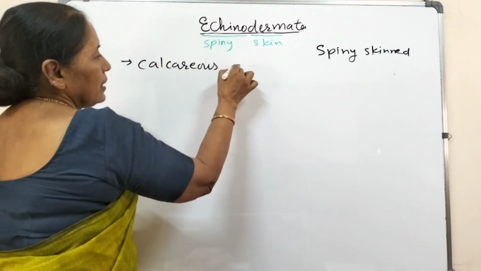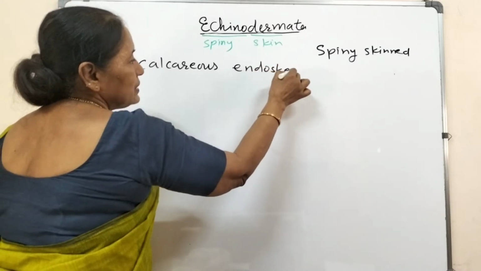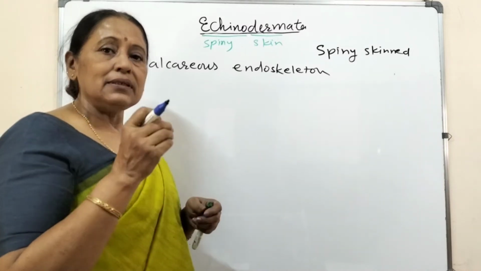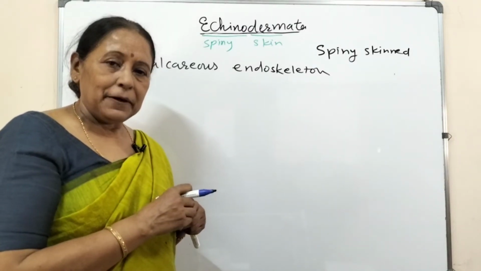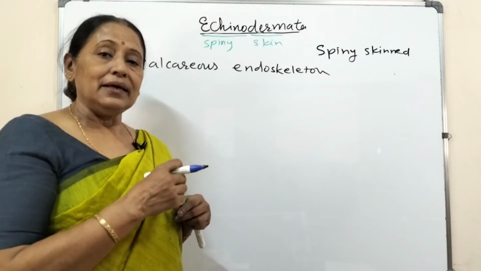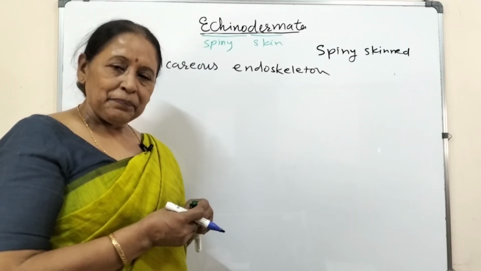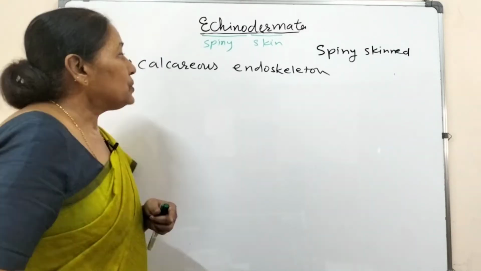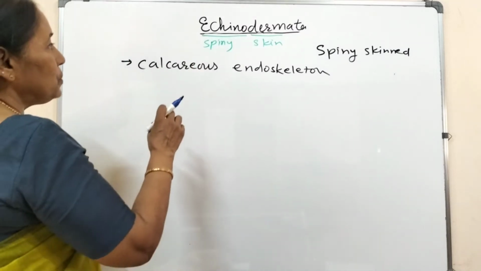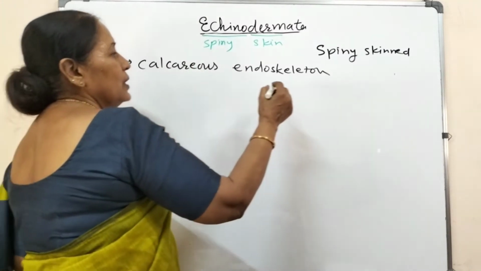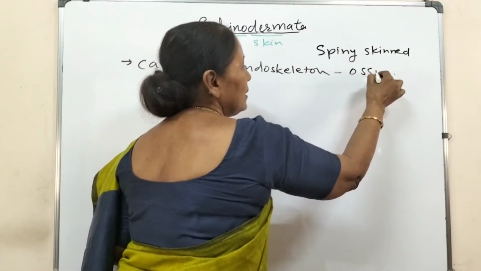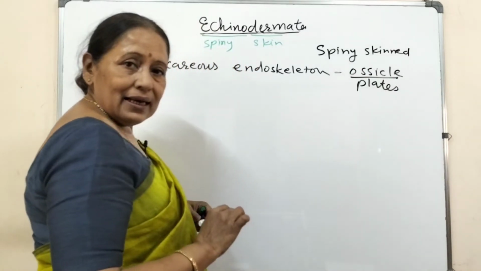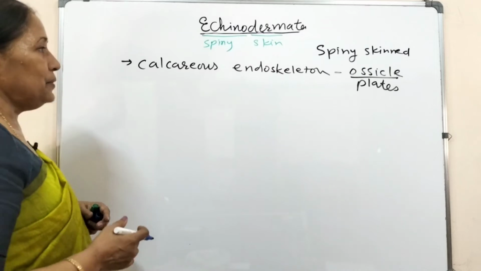Calcareous endoskeleton means the skeleton made up of calcium carbonate. Endoskeleton means the skeleton which is present inside the body, while exoskeleton means the skeleton present outside the body. Skeleton inside the body, for example our bones, is endoskeleton. These echinoderms have a calcareous endoskeleton, which is called ossicles or plates because they are in the form of plates. So these are calcareous plates inside the body of echinoderms.